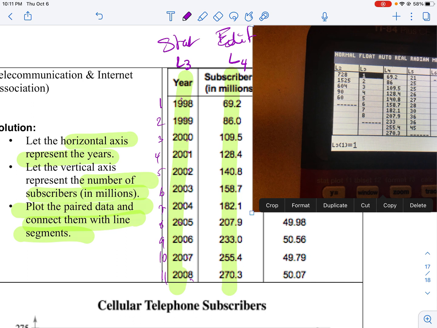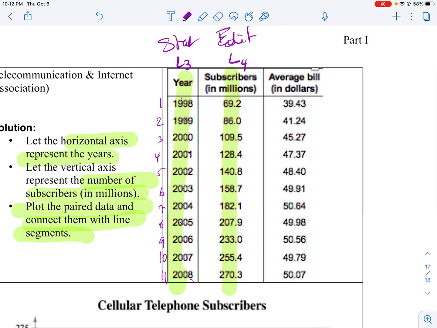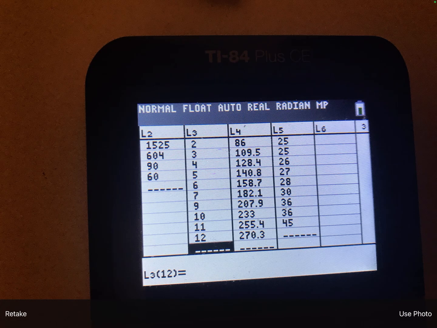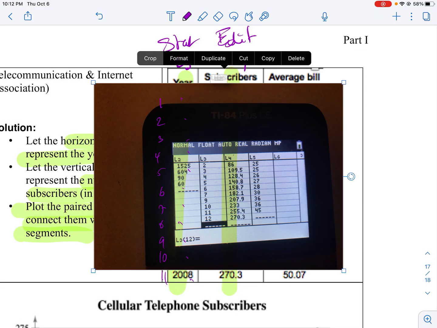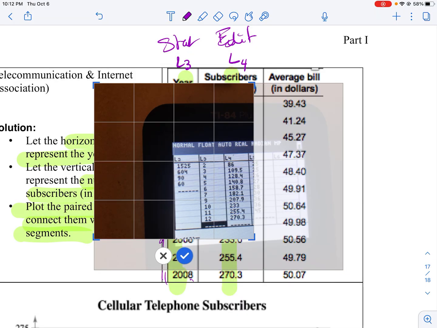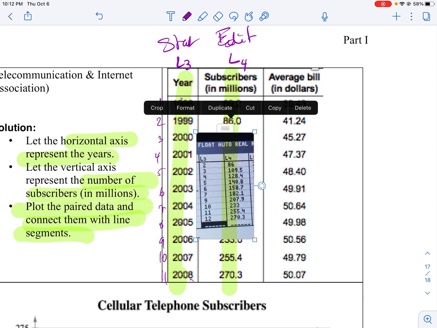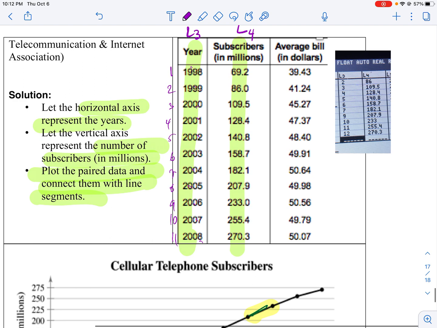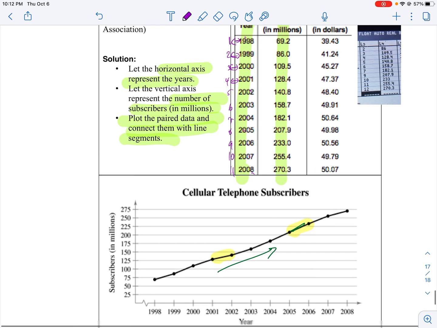Okay, now let's take another picture. This should work now. Here we go. So there goes the data. Right there. So now, once I have the data in, notice I called here 1998 1, 1999 2, 3, 2003, etc. That's what I'm doing.